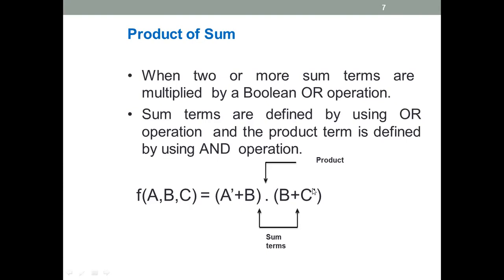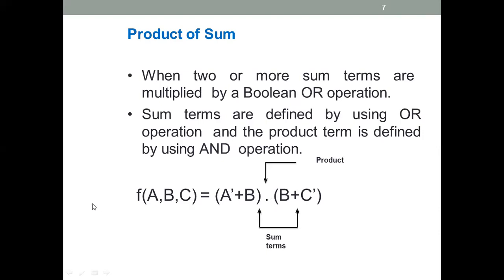So we have the sum terms multiplied by the Boolean operation, and the sum terms are defined by using the OR operation. The sum term is defined by using the OR operation, and the product is defined by using the AND operation. So this one is the OR operation and this one is the AND operation.